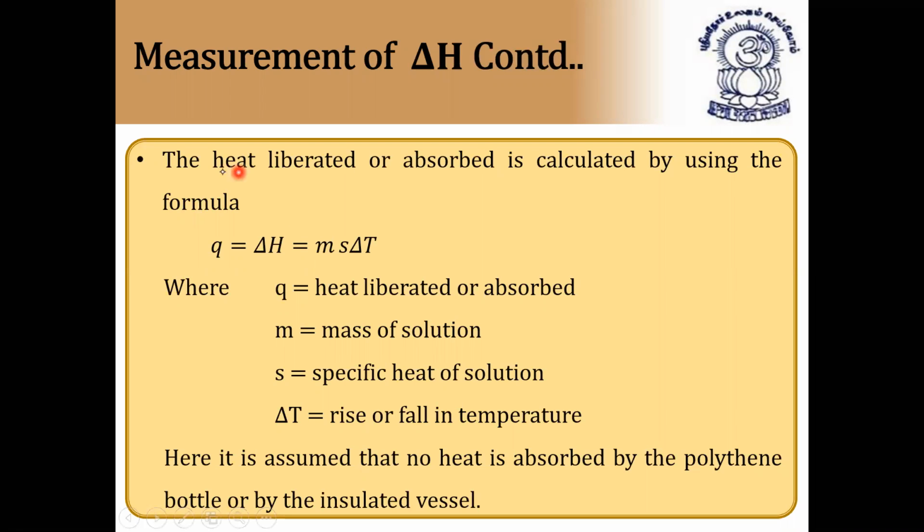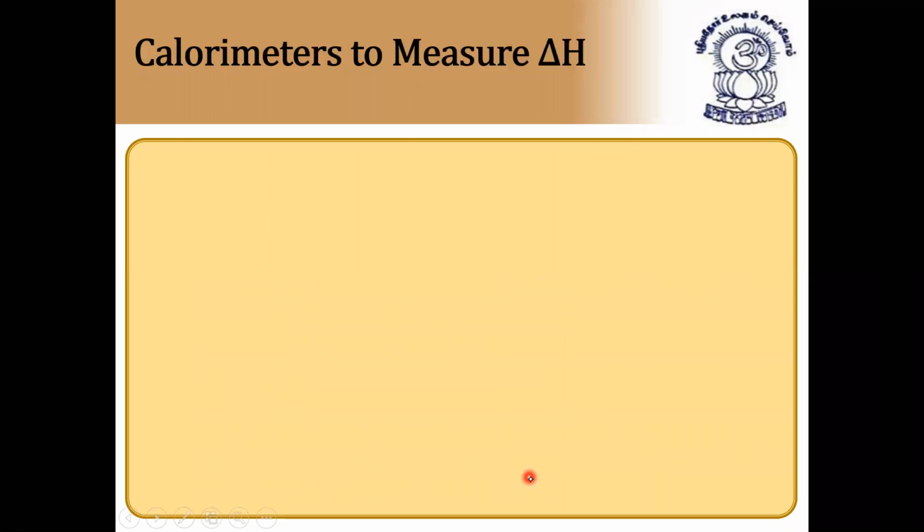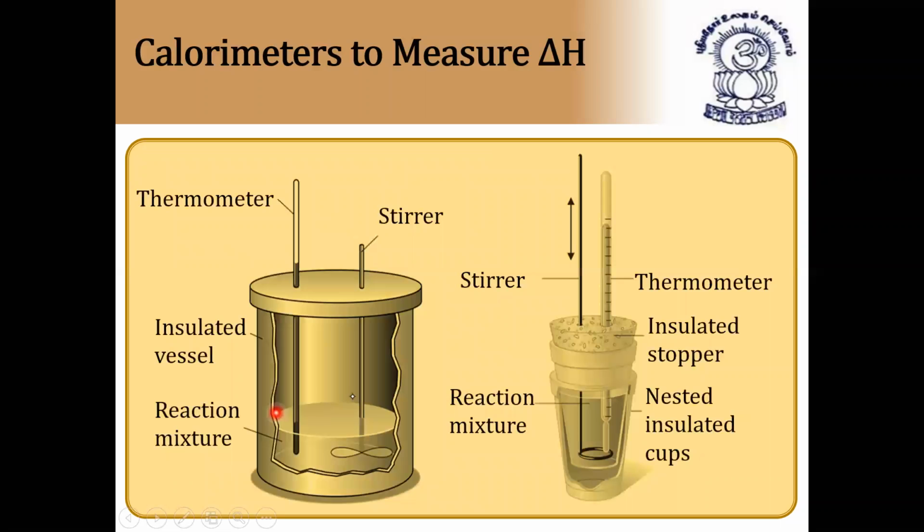Measurement of delta H: the heat liberated or absorbed is calculated using the formula Q is equal to delta H, where delta H is equal to m s delta T, that is, mass of the solution into specific heat of the solution into delta T, the rise or fall in temperature. Q is the heat liberated or absorbed. Here it is assumed that no heat is absorbed by the polythene bottle or by the insulated vessel. This is the calorimeter with the reaction mixture. The temperature change is noted using a thermometer. This is the ice bath. The stirrer is kept, the reaction mixture is taken here and ignited, meaning burnt, combustion.